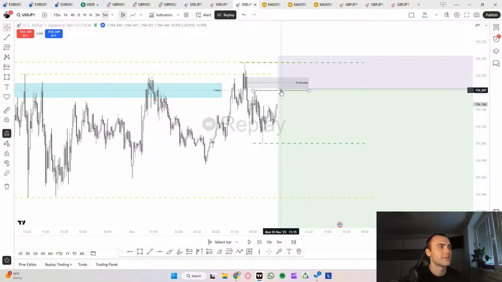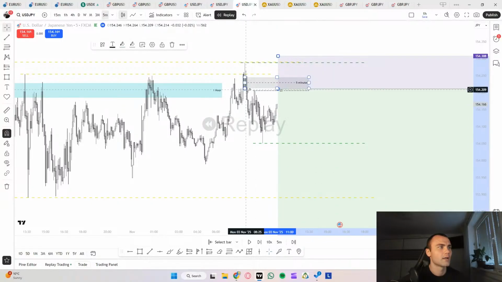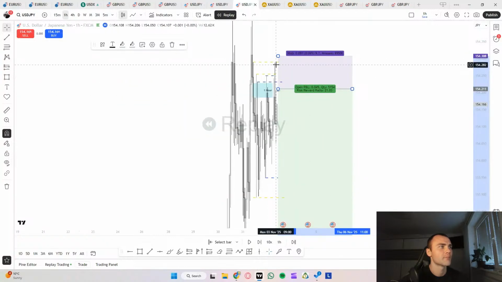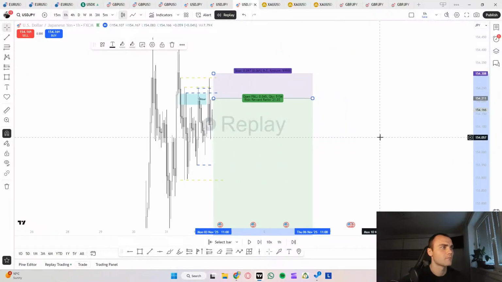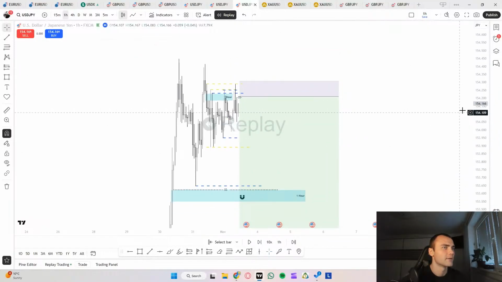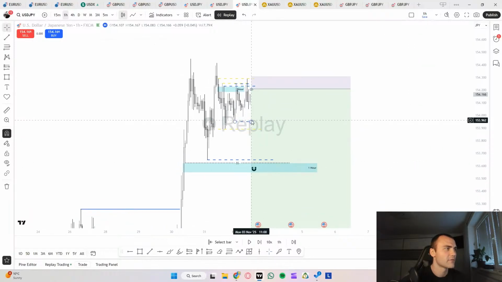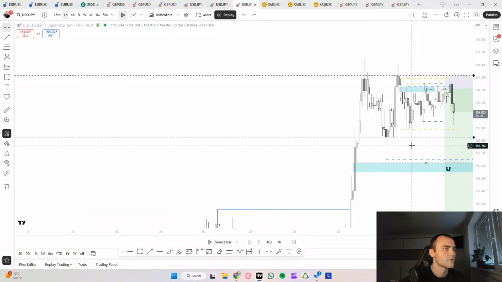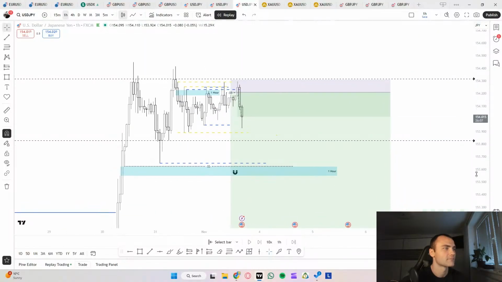Then I basically placed the trade right here at the beginning of the order block, a little bit lower, like 1 pip or 2 pips, and stop loss 2 pips above the high of the hourly range. And yes, let's move a little bit forward until 2 o'clock. No, too fast.